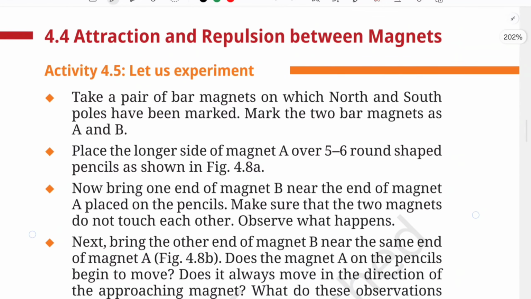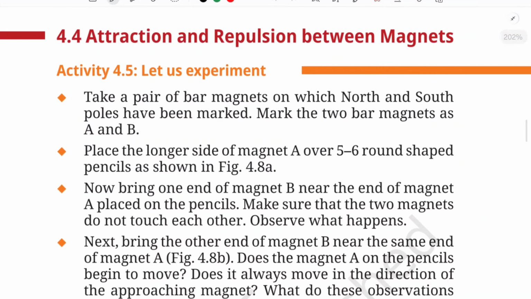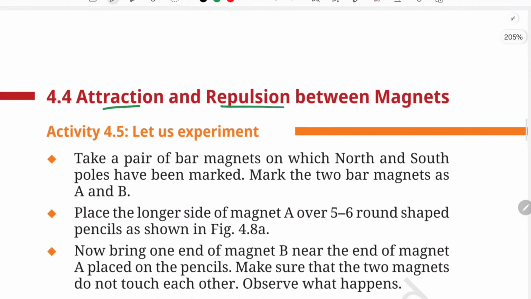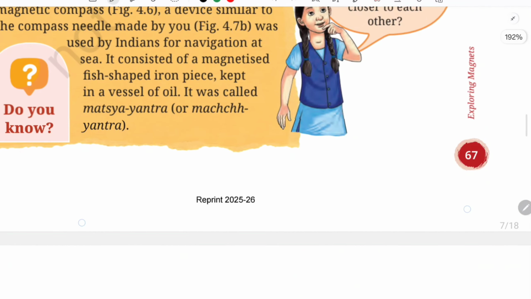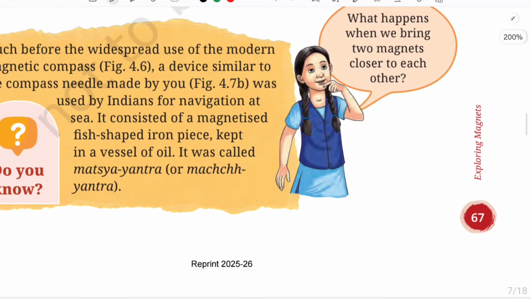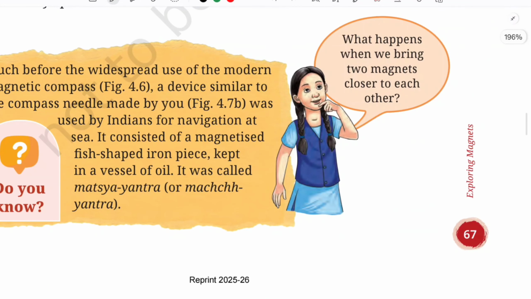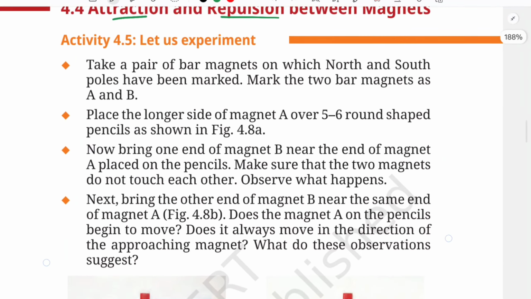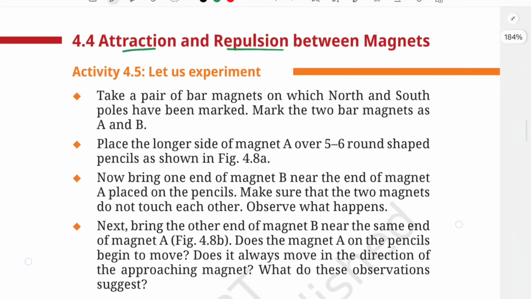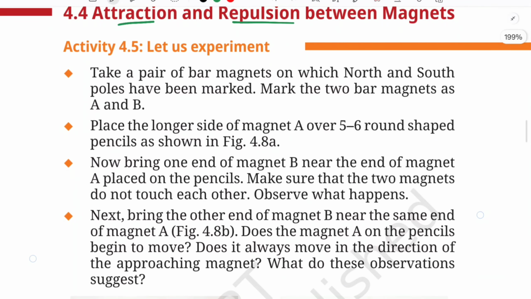See, today's topic is attraction and repulsion between magnets. We are going to understand the attraction and repulsion between these magnets. In our previous class there was one question left, and I told you that we will learn it in our next class. The question was, what happens when we bring two magnets closer to each other? So we are going to learn about this today. When we bring two magnets closer together, what will happen? And which poles attract each other and which poles repel each other? We are also going to understand that fact.